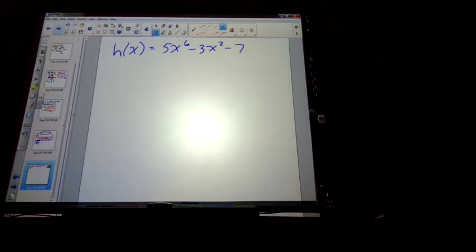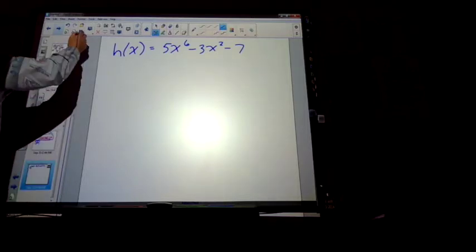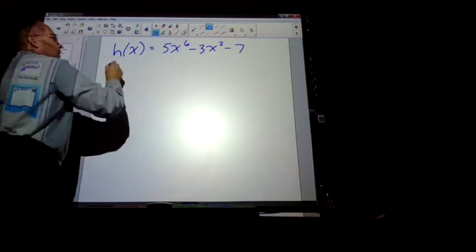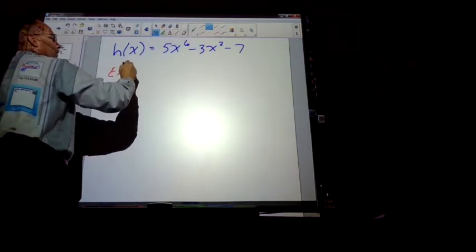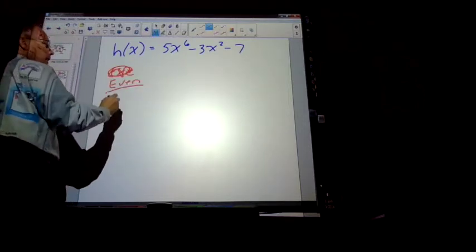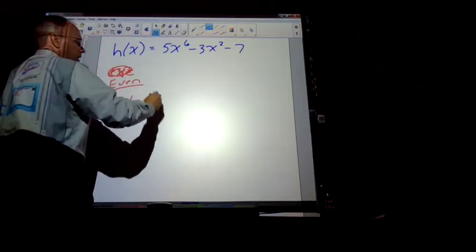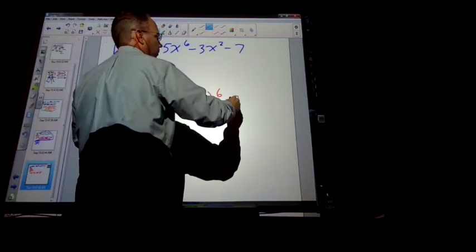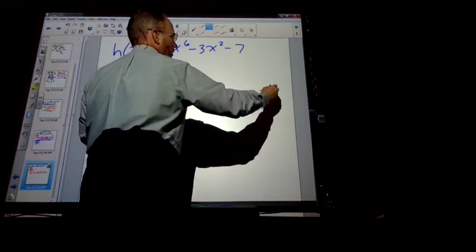Can we tell if this is even or odd or neither just by looking at it? You think even? I think you might be right. Because if I already did an odd one, why would I stick an even one up there? So what's the test for even? We're going to substitute in. Even. So I'm going to take negative x and plug it in. So I get 5 times negative x to the 6th power minus 3 times negative x squared minus 7.